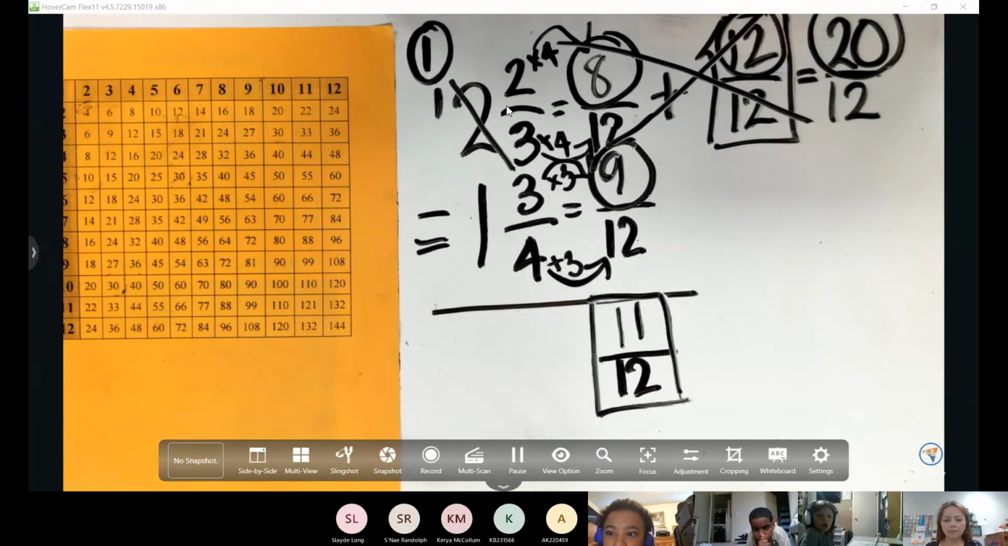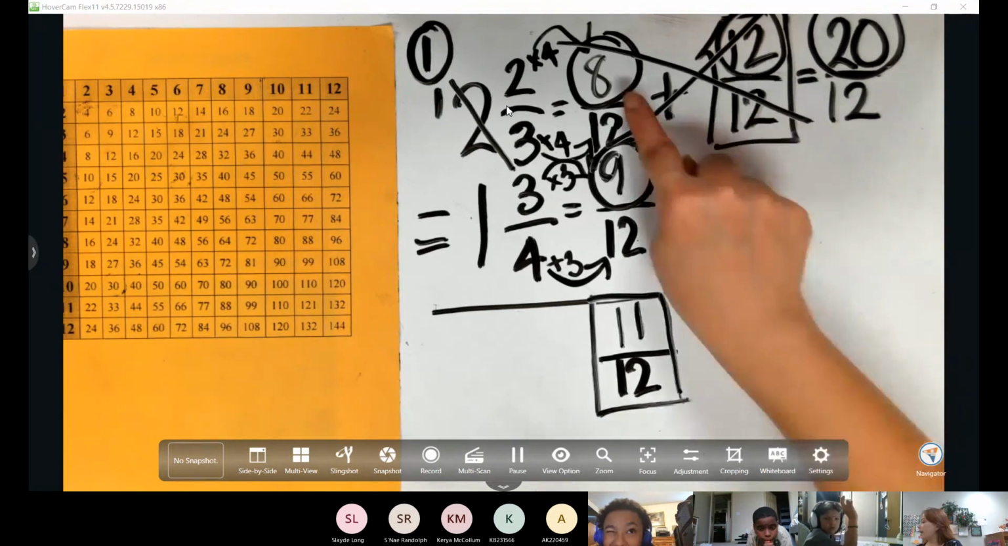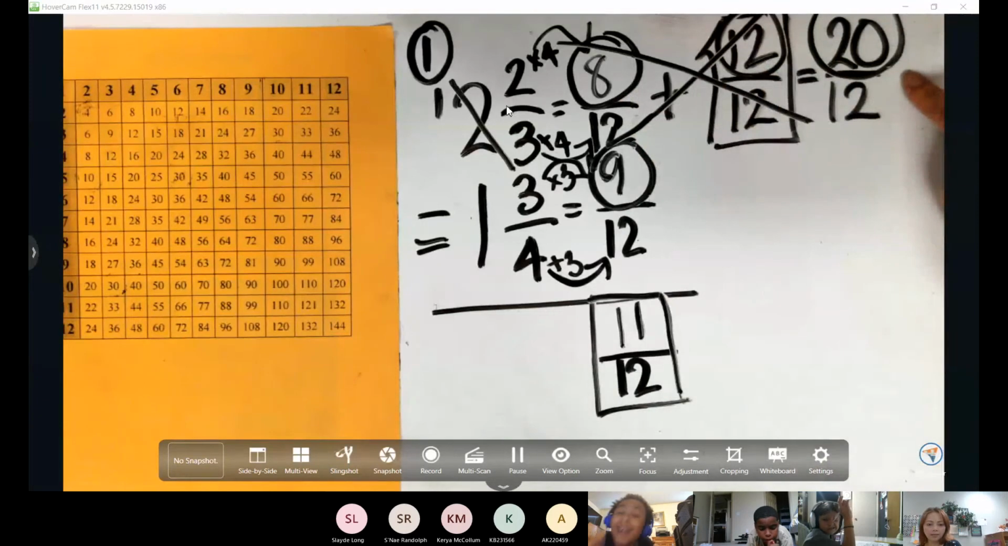I have a question. Go ahead, Logan. When I left Teams, you were explaining how y'all got 11. I did not understand how y'all got 11. So you asked where do we put the 20? The 20 went up here because we added 8 plus 12, which gave us 20.